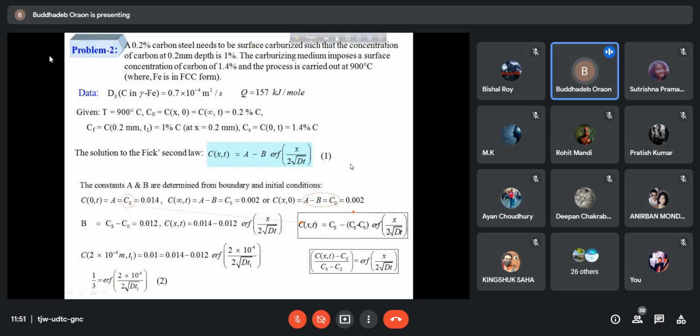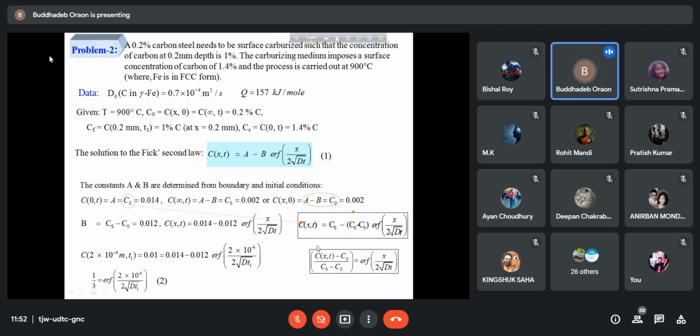what is given is that at 0.2% carbon, at 2 millimeter depth, you have got 1% carbon. So putting this value in equation number 1, this C(x,t) is known to you. And from this equation, what you require is that you have to find out the value of this error function.